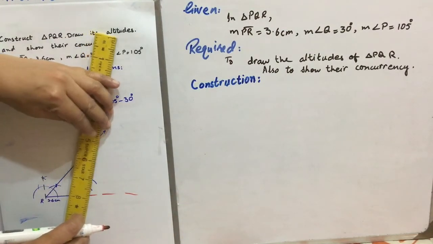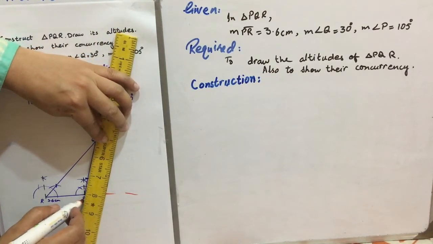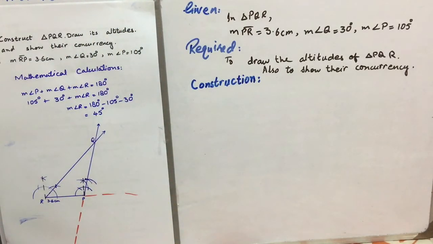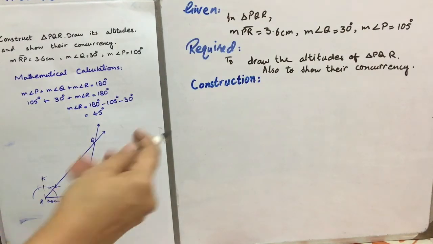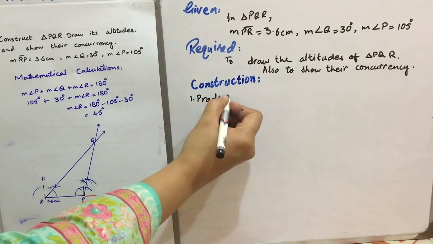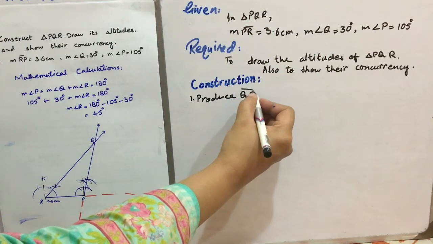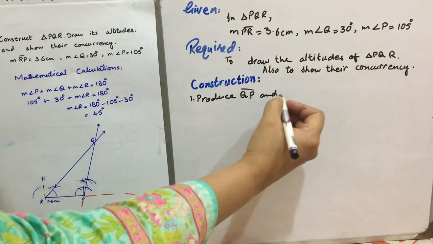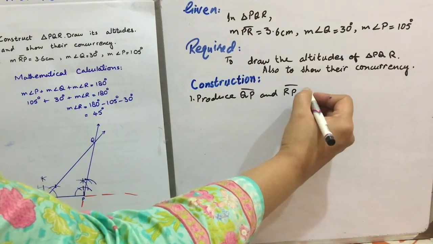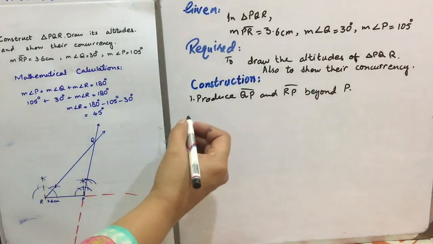Similarly, QP. Note down this step as step number 1: produce both QP and RP beyond P.